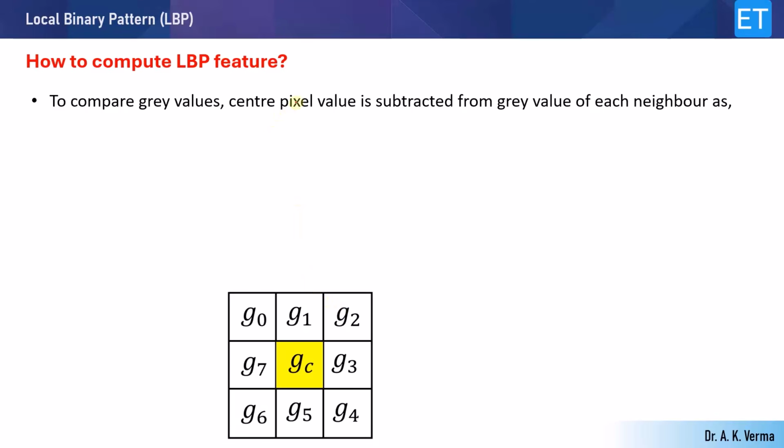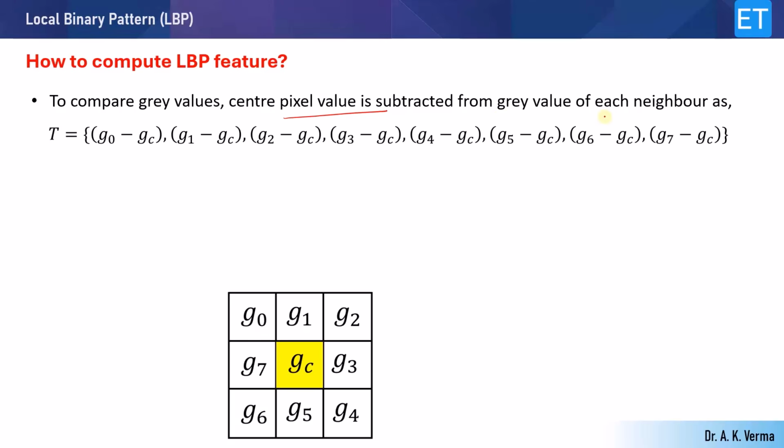To compare gray values, the center pixel value is subtracted from the gray values of each neighbor as shown here. So G0 minus GC, as you can see, then G1 minus GC. So the center pixel value GC is subtracted from all the neighbors, from G0 to G7.